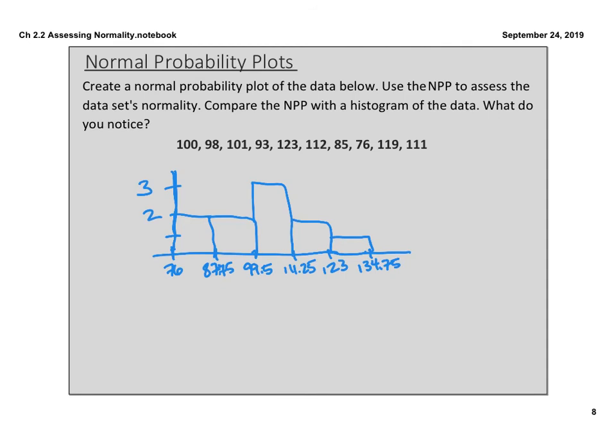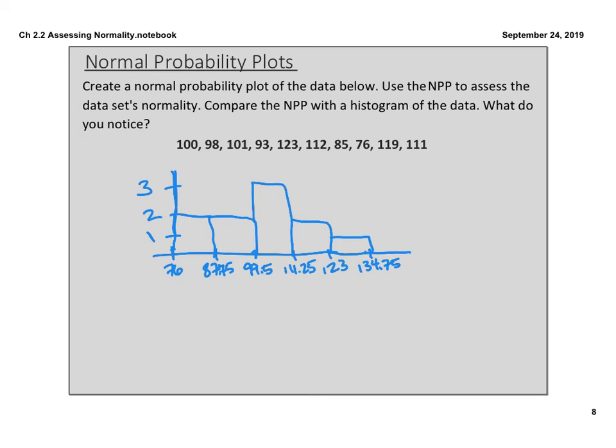Now, our data set's not very big. Our data set does not have a lot of data in it, so it doesn't give you a lot to base your histogram off of, which makes it kind of hard to tell. But that's my histogram. Now I'm going to go back and do a normal probability plot along with it.